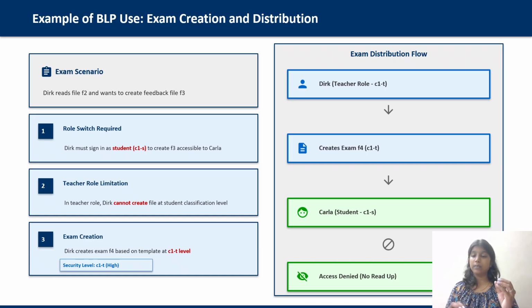So this is how the exam distribution flow happens. First, the teacher role C1T file. Then he creates the exam F4 file. Then Carla tries to see it with the student C1S level, but access is denied. No read up. Why? Carla has a low security level. She can't access the exam F4 file. So this is what the exam creation and distribution flow represents.